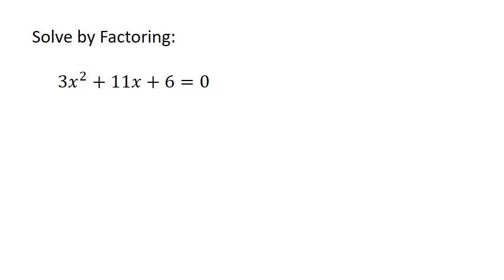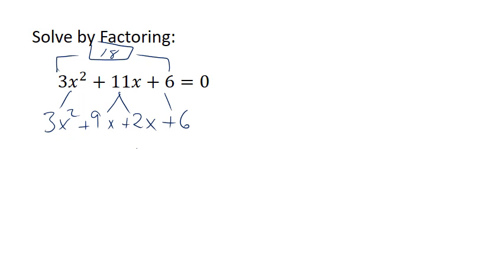For my last problem, I'm going to start by factoring. 3 times 6 is 18. So now I've got 3x squared at the beginning. I've got 6 at the end. I need two numbers that multiply to give me 18 and add to give me 11. So that is going to be 9 and 2. So I have 9x and 2x. Now I'm ready to factor.